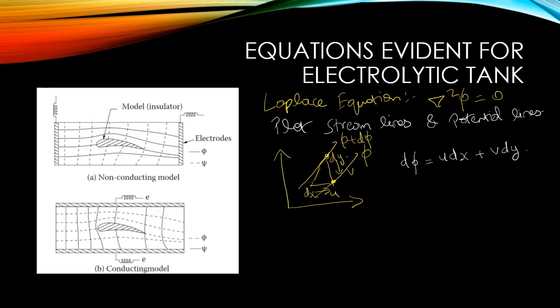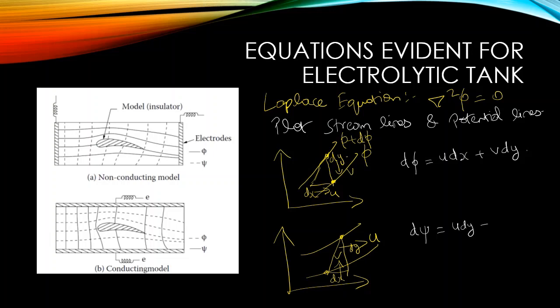And similarly you should write the equation for streamlines. We are considering two streamlines like this, and here you are considering 2 points, with dx and dy. Here the y velocity is crossing on dx and the x velocity is crossing on dy, that is u, and you are writing the equation for d psi. So d psi is equal to u times dy minus v times dx.